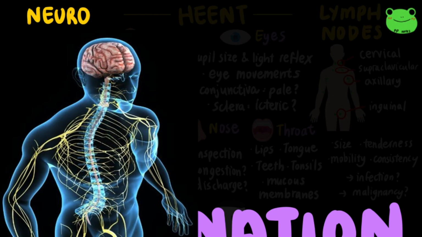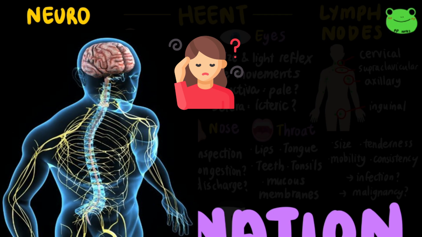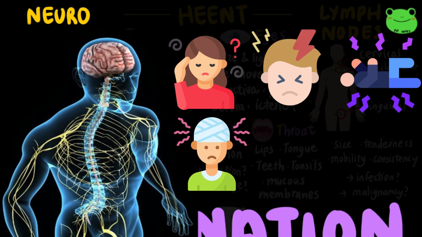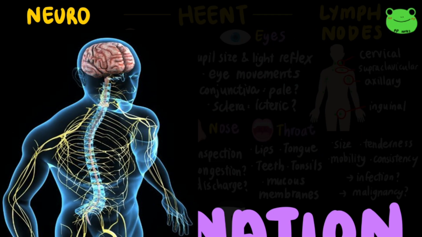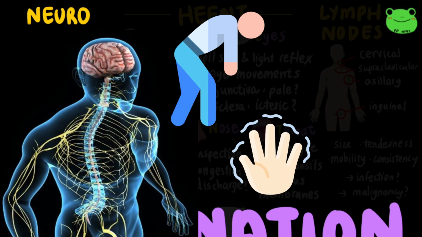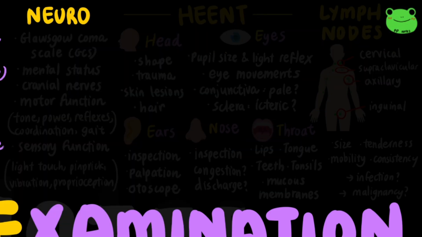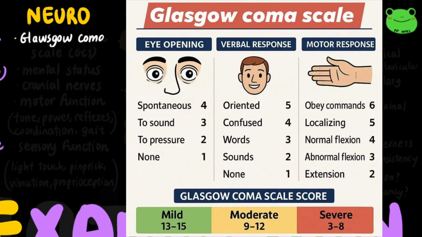Next, let's look at the neurological examination, which is performed whenever we suspect involvement of the nervous system. This includes cases of altered consciousness, headache, seizures, trauma, stroke, infections, or when patients present with weakness, numbness, or coordination problems. We start with the Glasgow Coma Scale, or GCS, a quick tool to assess consciousness based on eye-opening, verbal response, and motor response.